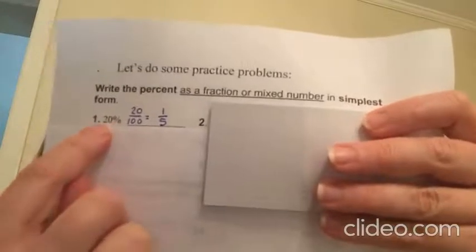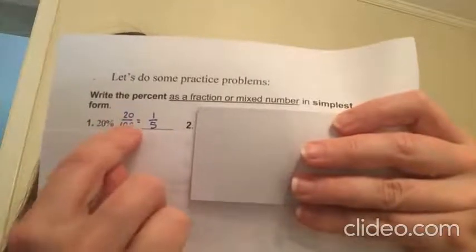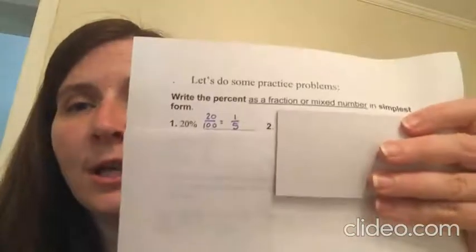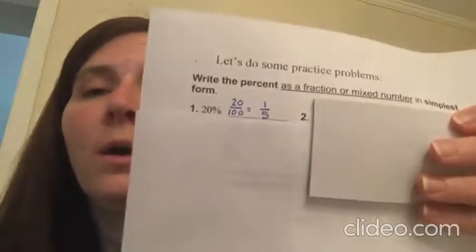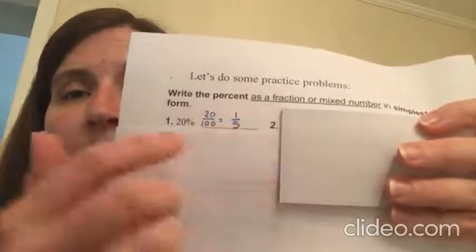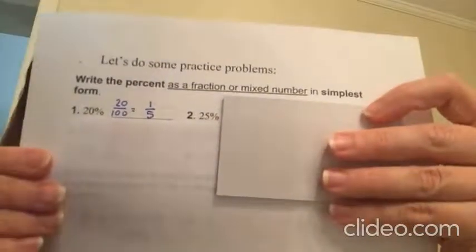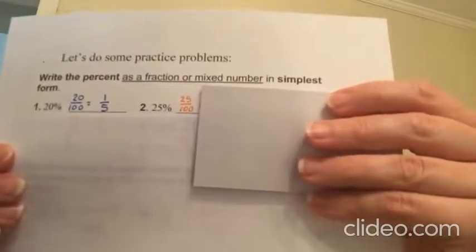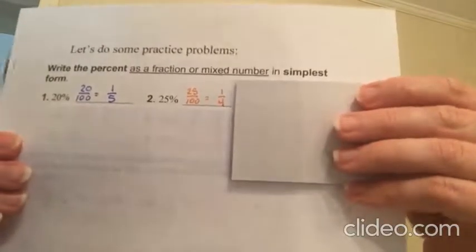I'm going to start off by writing that percent over 100, and both of these numbers can be simplified by dividing by 20. If you don't divide by 20 the first time, that's fine. You could have divided by 2 and then divided by 10, or however you see, as long as your final fraction is in simplest form. So my final fraction would be 1/5. On number 2, 25%, I'm going to start off by saying 25 over 100. Both of those numbers can be divided by 25, and it finishes up as 1/4.